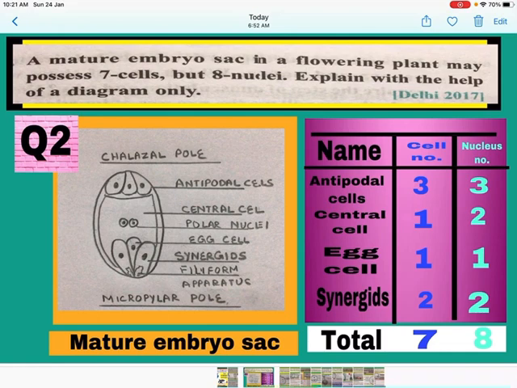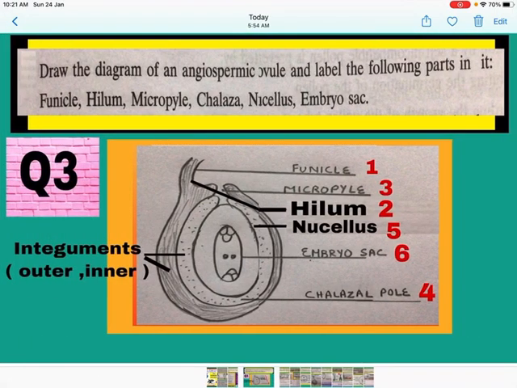Okay, now check the table. There are 7 cells and 8 nuclei. So like this you can make the diagram of a mature embryo sac and you can present your answer in this way. Come to next. Draw the diagram of an angiospermic ovule.